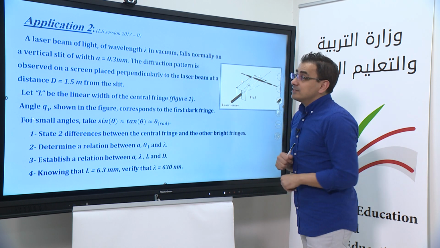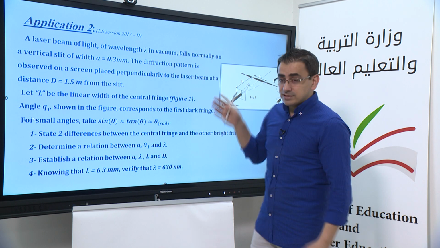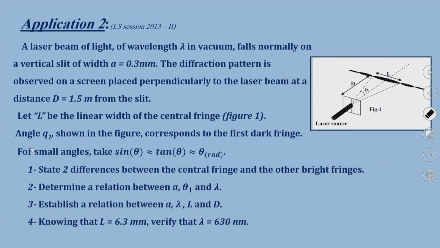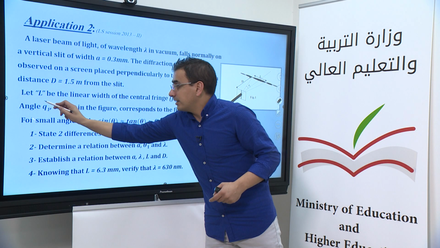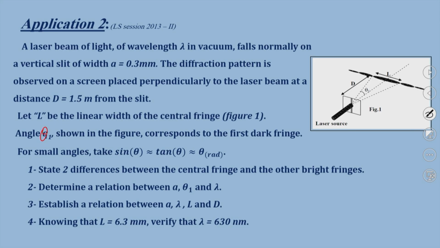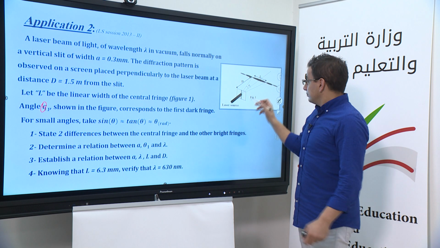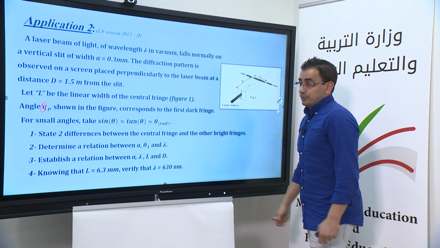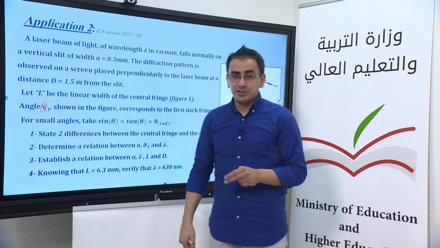A laser beam of light of wavelength lambda in vacuum falls normally, meaning perpendicular, to a vertical slit of width 0.3 millimeter. The diffraction pattern is observed on a screen placed perpendicularly to the laser beam at a distance 1.5 meter from the slit. Let L be the linear width of the central fringe, meaning the central bright fringe. Angle theta 1. So this is the mistake that I was telling you about. It should be theta, not Q. Okay? Shown in the figure here, corresponds to the first dark fringe. For small angles, take sine theta equals tangent theta.